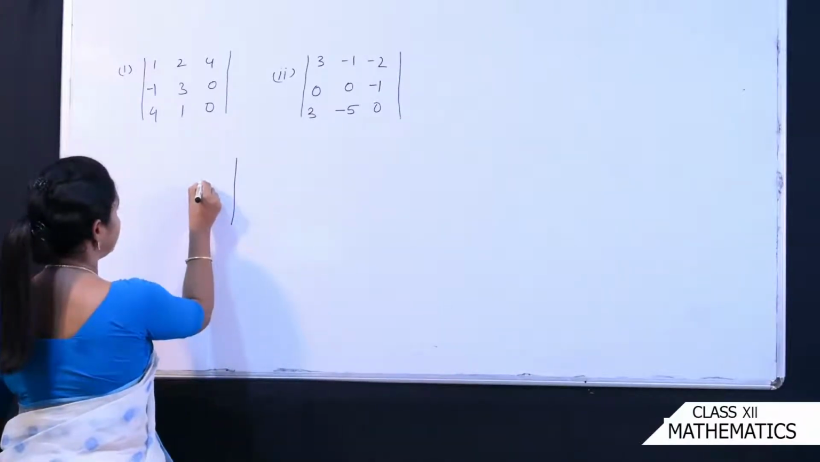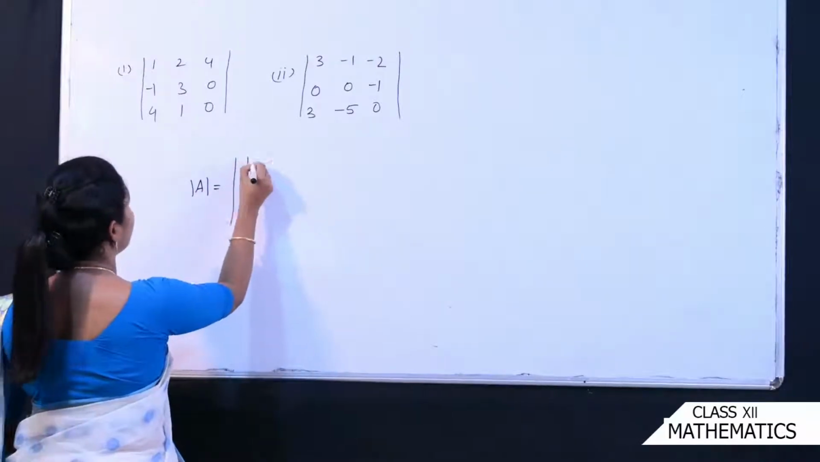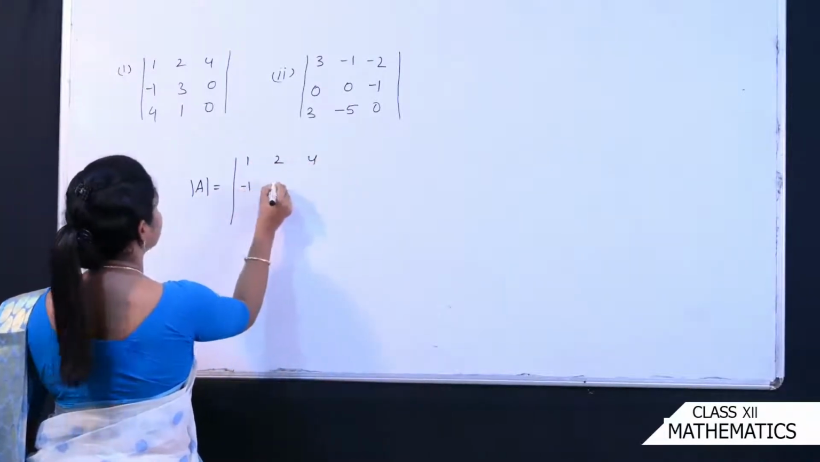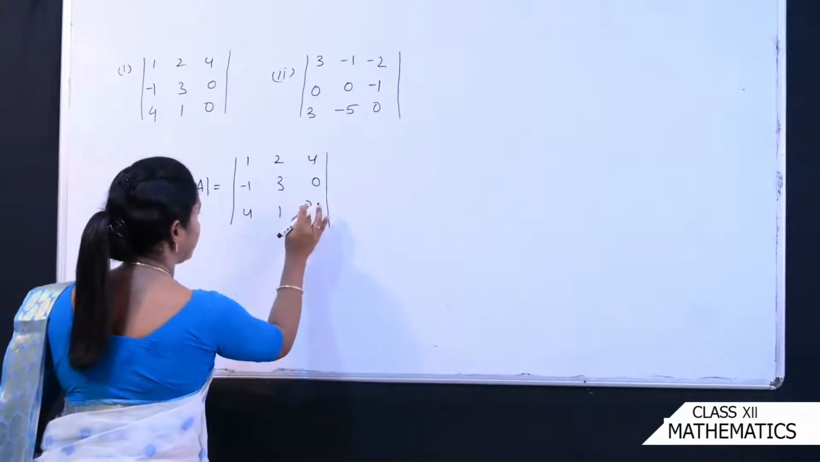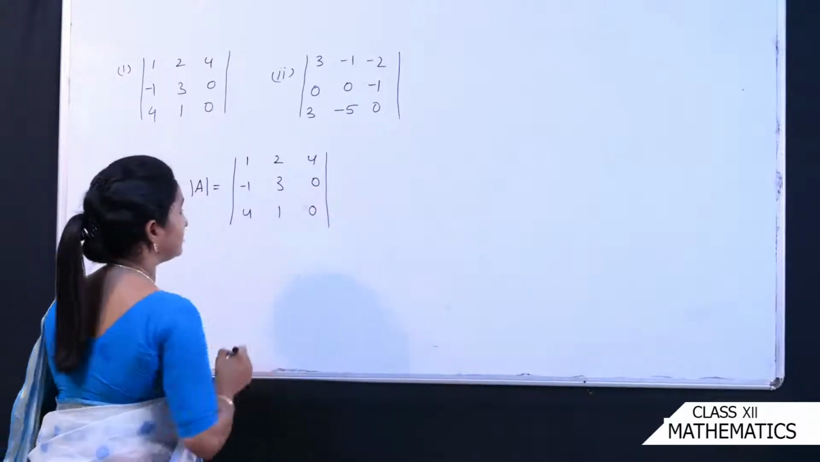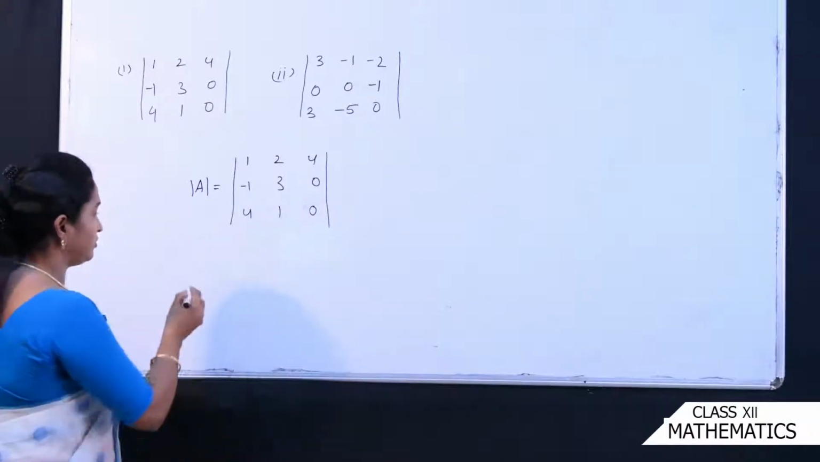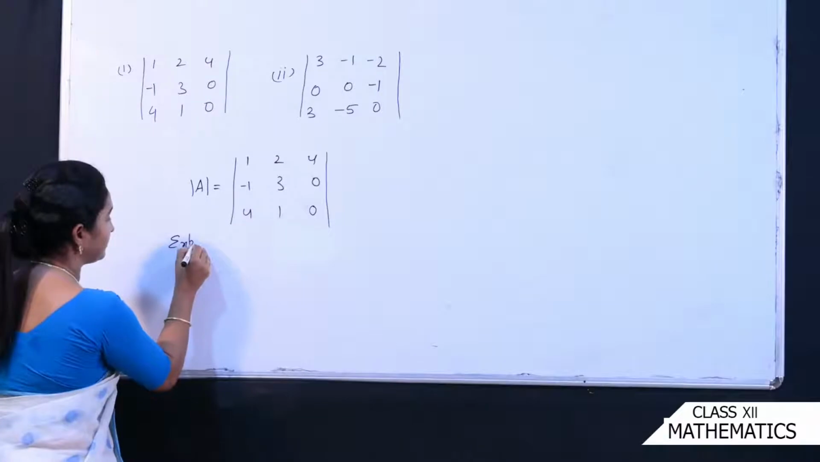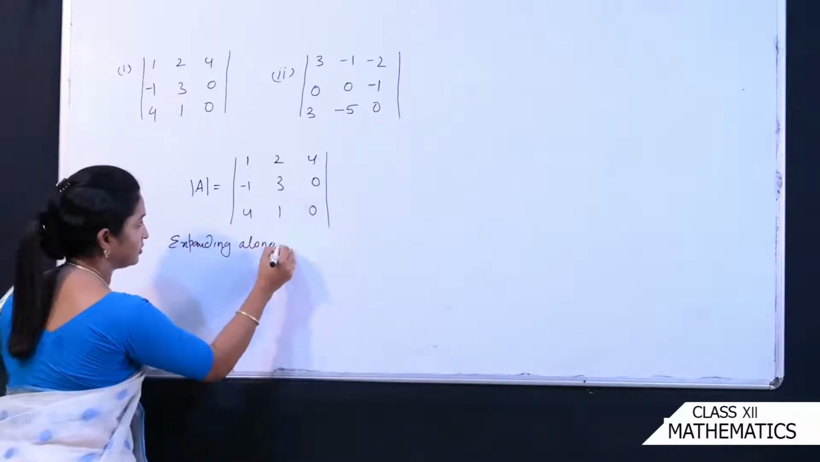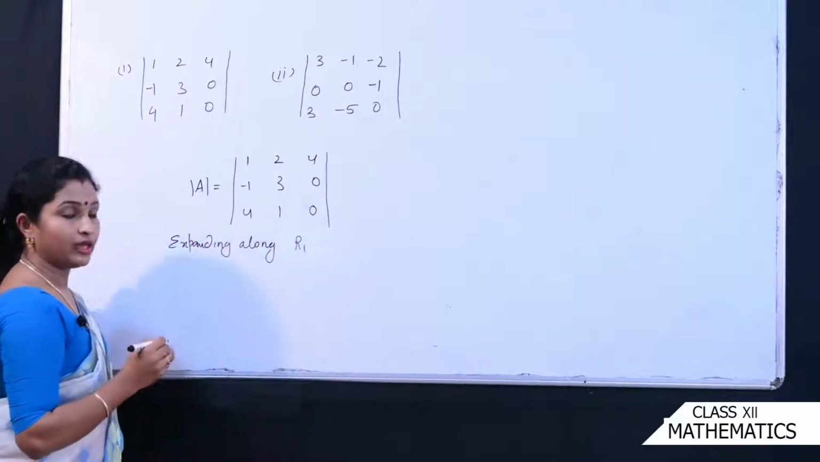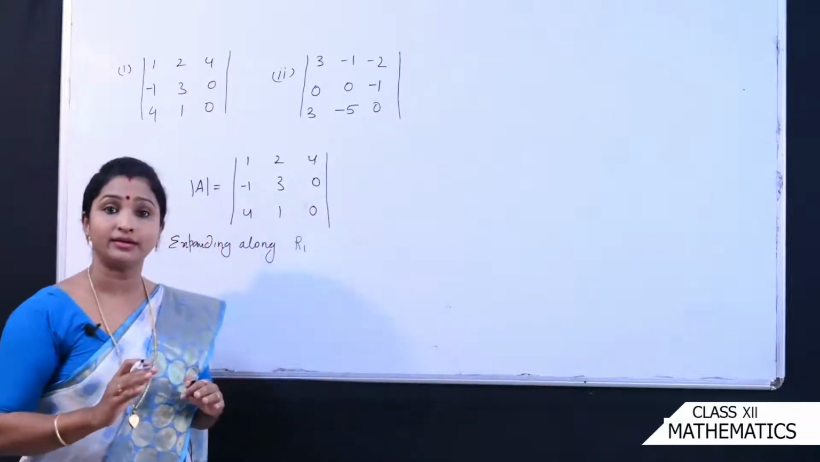We'll find the determinant. Okay, determinant A is equal to 1, 2, 4, minus 1, 3, 0 and 4, 1, 0. Okay, right? Now look at here. You have to evaluate the determinant. Now first I am expanding along R1. Okay, I'll also explain you expanding along R2. We'll see whether we are getting the result same or not.